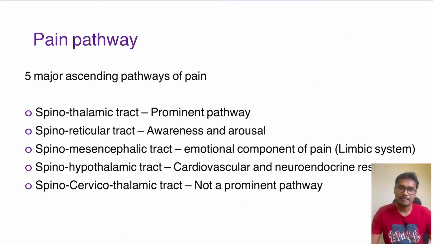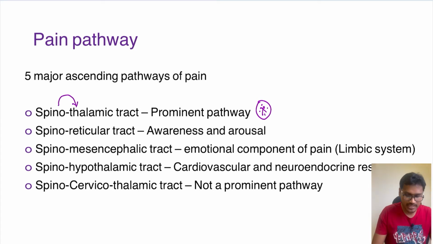Now coming to the pain pathway, or pain carrying tracts. We know that nociceptors are the ones sensing pain. The signals have to be sent to the brain through some tracts. These tracts are ascending tracts, and there are 5 major tracts. Out of these, the most prominent one is the spinothalamic tract. From the spinal cord, it goes towards the thalamus and finally to the somatosensory cortex. That's why it's called the spinothalamic tract. We will discuss this particular tract in detail because it is the most predominant tract.